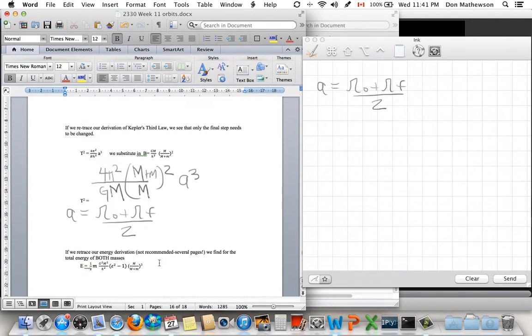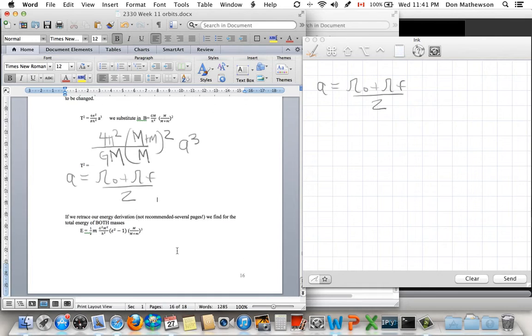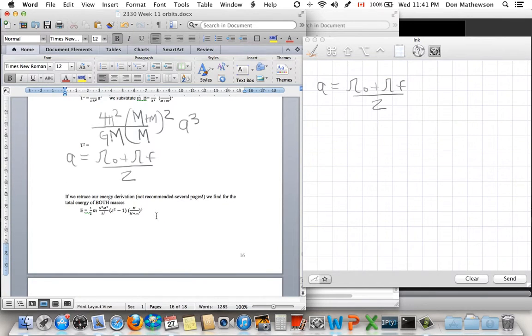Now, the derivation of the energy equation is quite a bit more work. For one thing, now not only is the Earth going to have energy, but the sun's going to have energy as well because it's moving. And so you end up with a similar equation, but again, we've got this m over m plus big M ratio. This time it ends up to the third power.